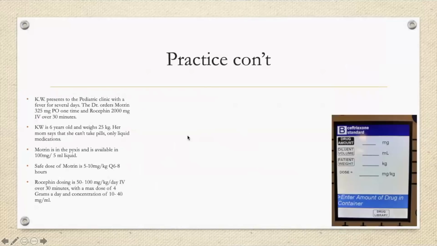Well, we also have Rocephin. We're supposed to administer 2,000 milligrams or 2 grams, and it goes over 30 minutes. So the Rocephin dosing is 50 to 100 milligrams per kilogram per day IV. It's going to be over 30 minutes. There should be a max dose of 4 grams, so we're underneath of that. And then the max concentration should be 10 to 40 milligrams per milliliter.